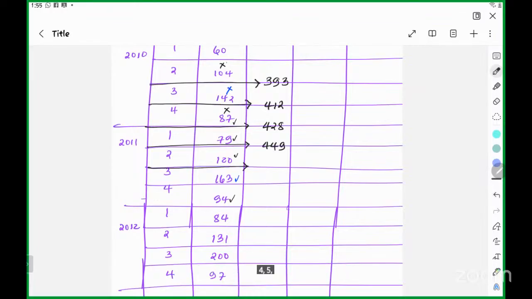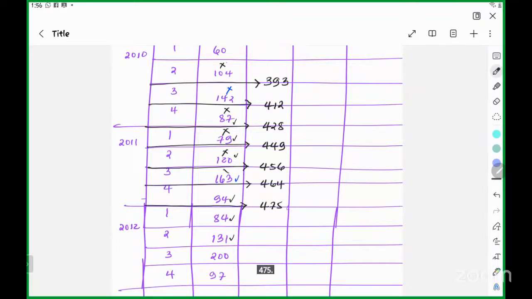456. Drop 79, add back 87. That total will appear here. 464. Drop 120, add back 131. That total should appear here. 475.